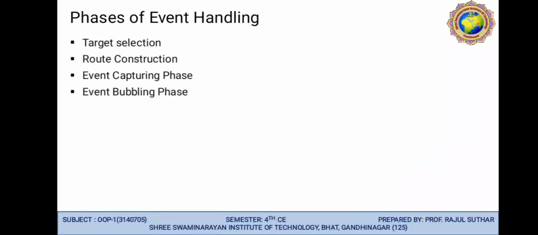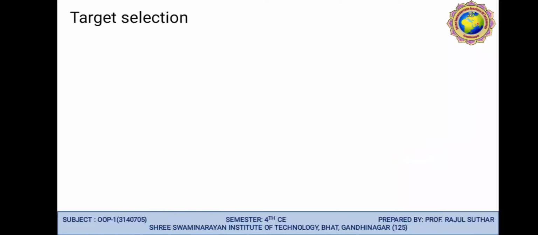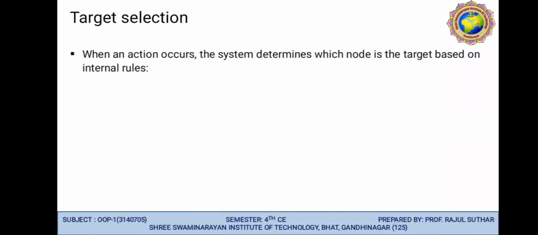So what is target selection? Target selection means when an action occurs, the system determines which node is the target based on internal rules. Some of the rules will be verified, then the target event will occur. It means we are focusing on a particular action; that is called the target event.